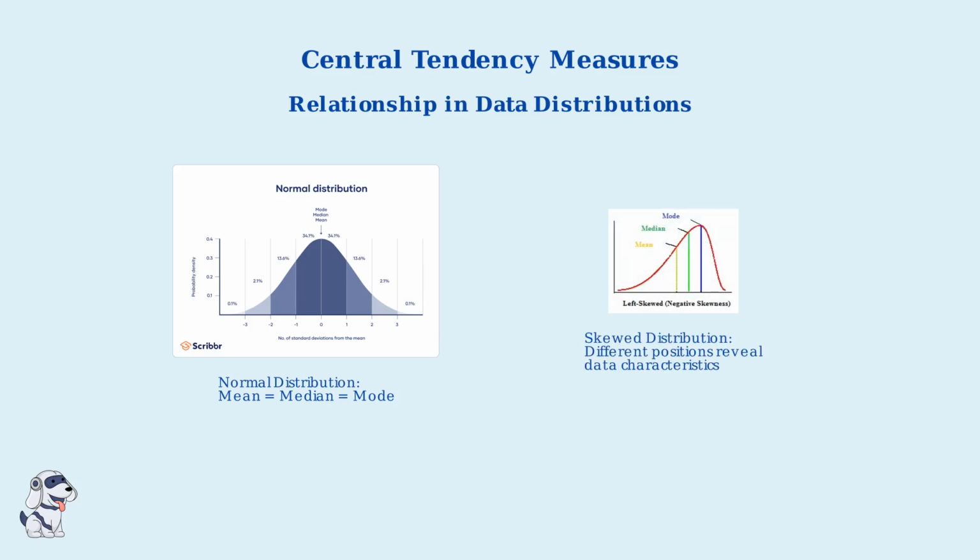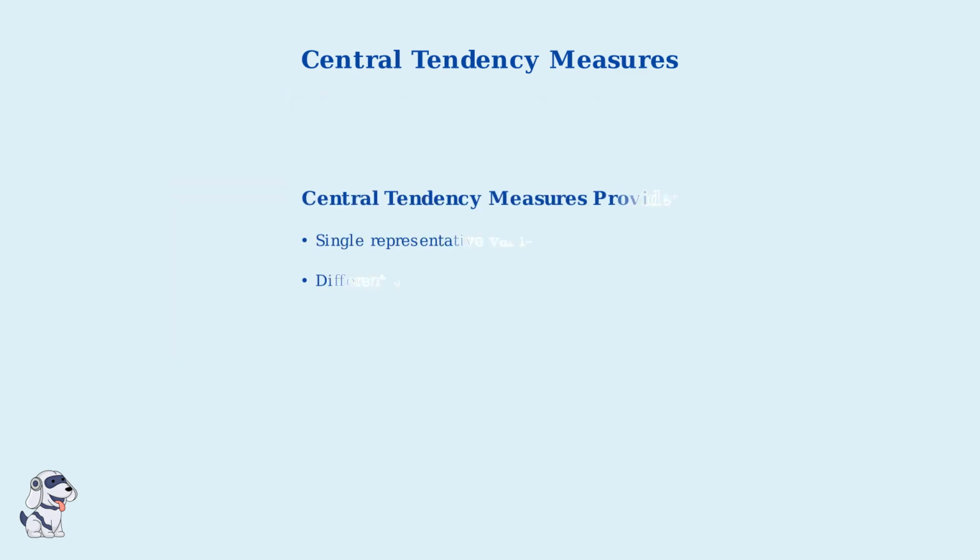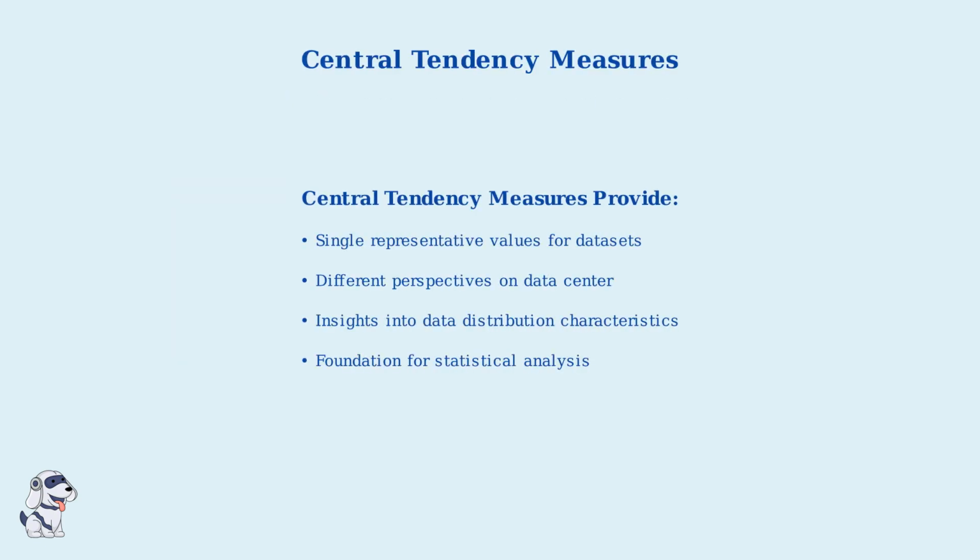The relationship between these measures can tell us important information about our data distribution. In a perfectly normal distribution, all three measures are equal. However, when data is skewed, they provide different values and insights. Understanding these three measures of central tendency is essential for effective data analysis in public health. In the following sections, we will explore each measure in detail, including their calculations, applications, and when to use each one appropriately.